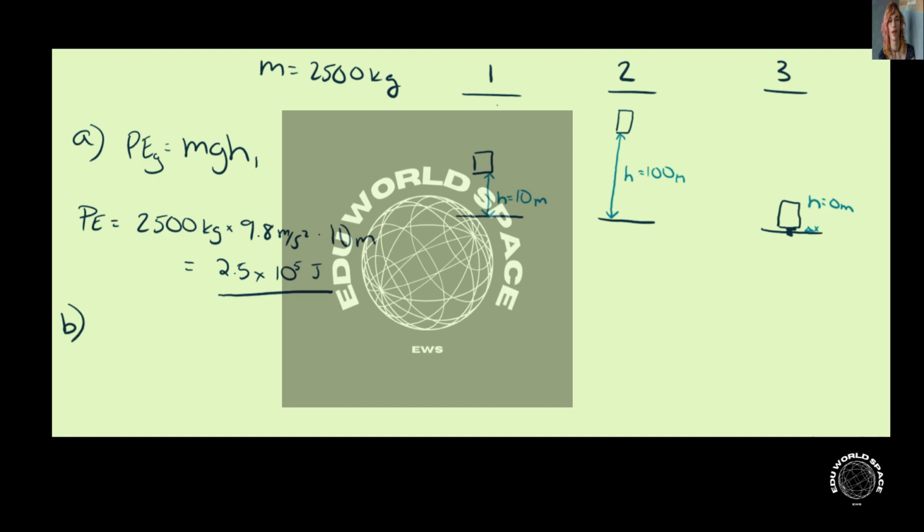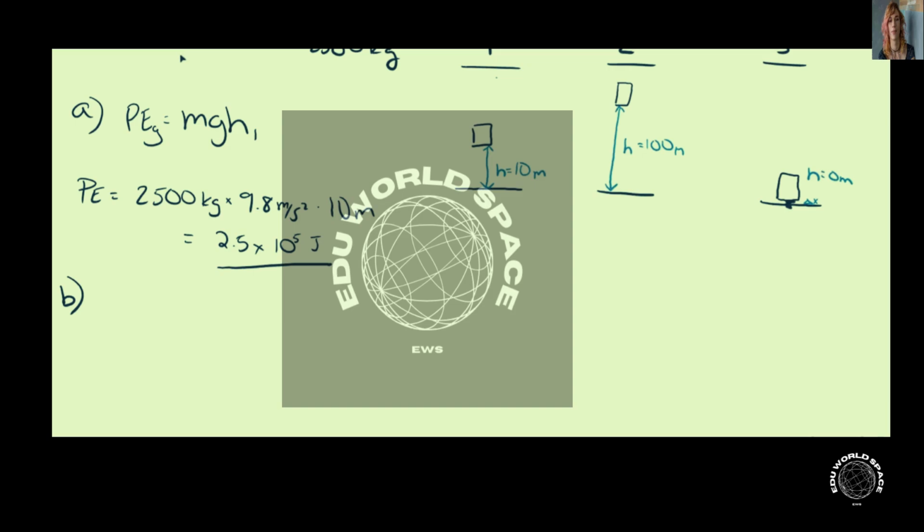And then in part B, we're asked about the work done to raise the elevator car up to a height of 100 meters. So from 1 to 2, it's been raised a certain amount. So that's 100 minus 10 meters, right? So it goes from 10 to 100 meters, so 90 meters up.